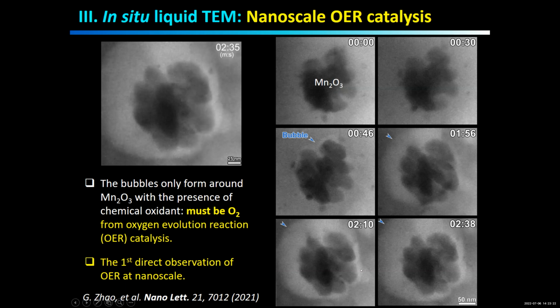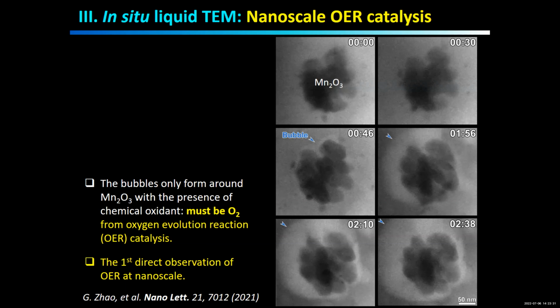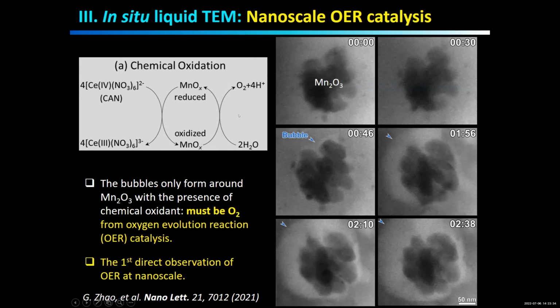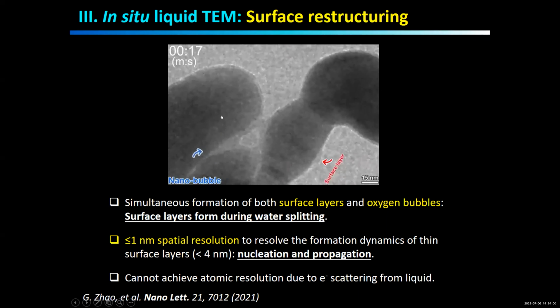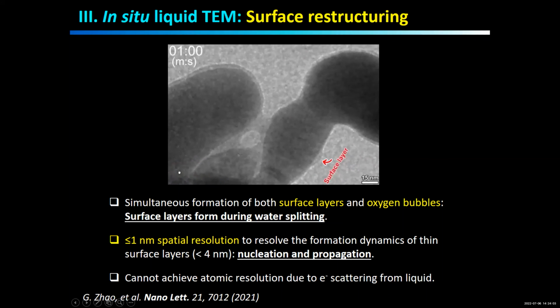So with this great progress, still the resolution of this observation is too poor to see what may happen on the catalysts. So in the next observation, so this is the reaction mechanism, how the CIN solution can initiate this chemical OER process on this manganese oxide. So in the next observation, we managed to achieve thinner liquid thickness so that we can have a higher resolution to see what happens on the catalysts. So here, after we introduce the CIN solution, still we can see the development of the nanobubbles as indicated by this blue arrow.